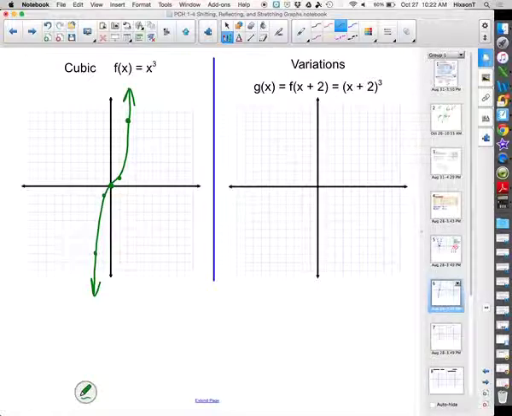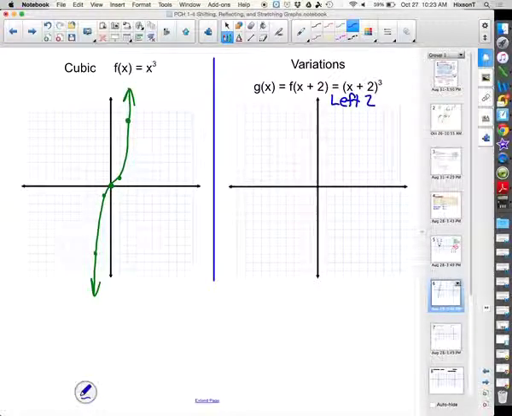And then here, g of x is f of x plus 2, or x plus 2 quantity cubed. So let's see what's happening here. It's being translated to the left 2. Very good. It's to the left 2 units. Okay? Remember, the horizontal shifting or translation is the opposite of what you think it might be. The tendency is to want to go to the right, but it's to the left.